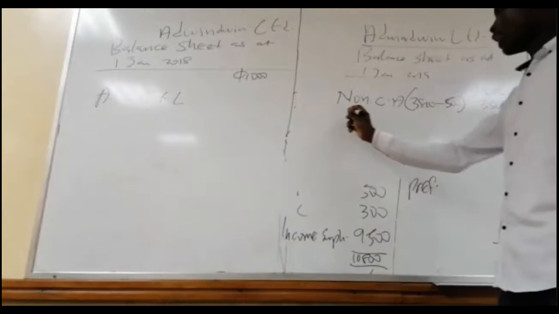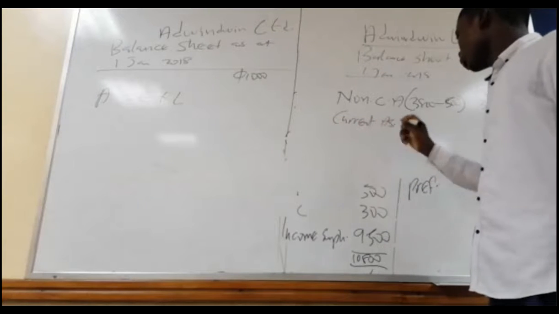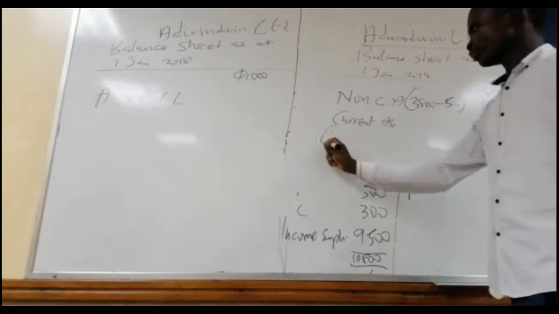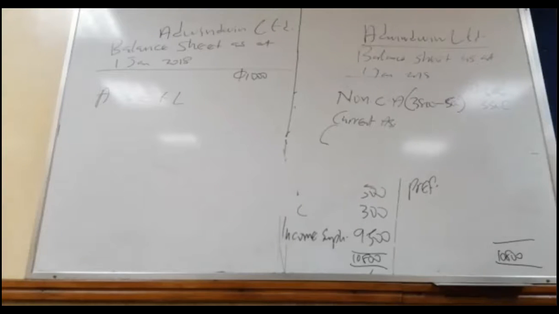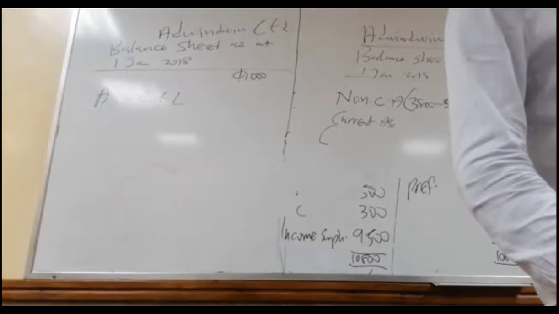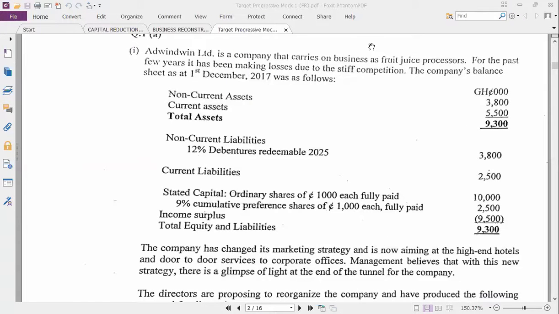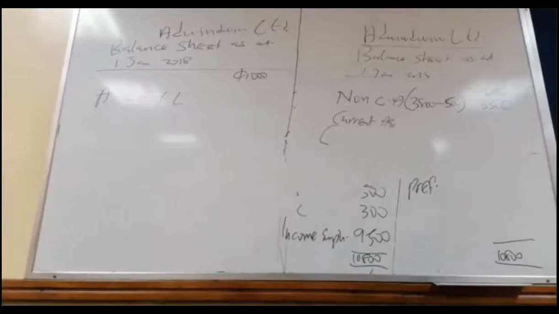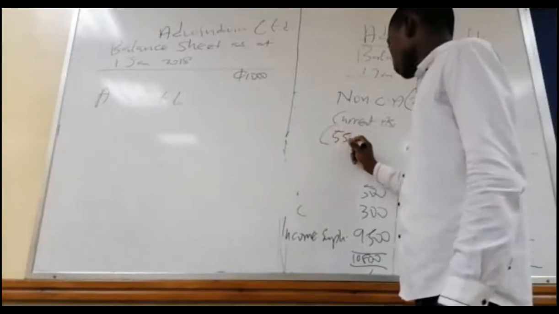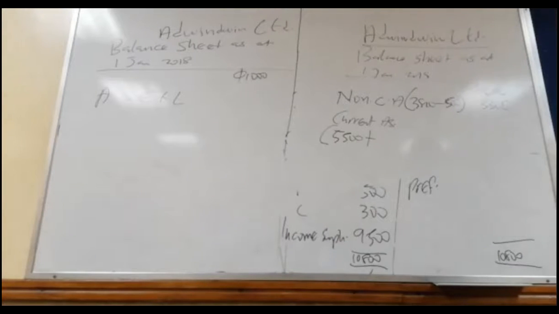Okay, then go to current assets. Here, no demarcation. Current assets, you open a bracket. What's their position? Let's go and pick the current asset from the book. The current asset is 5,500, plus they are bringing some cash view.